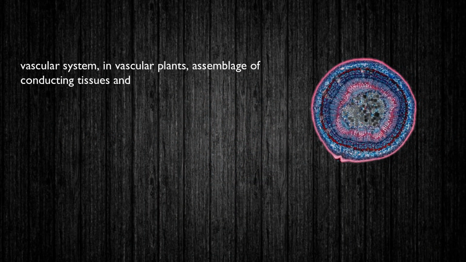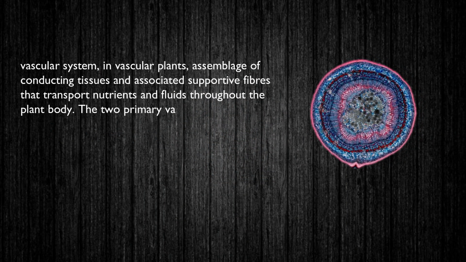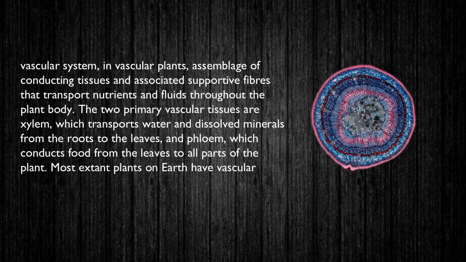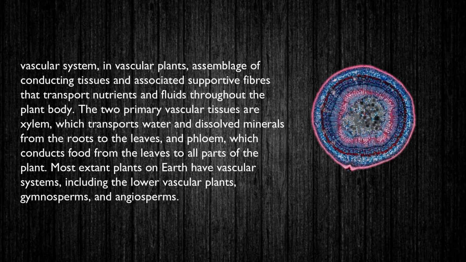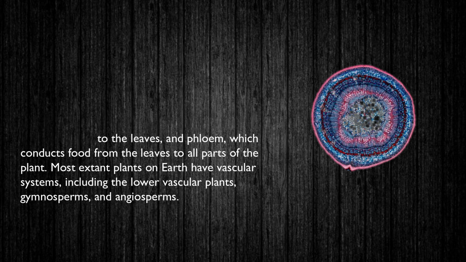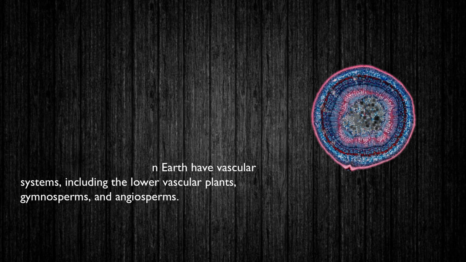Vascular system: in vascular plants, assemblage of conducting tissues and associated supportive fibers that transport nutrients and fluids throughout the plant body. The two primary vascular tissues are xylem, which transports water and dissolved minerals from the roots to the leaves, and phloem, which conducts food from the leaves to all parts of the plant. Most extant plants on Earth have vascular systems, including the lower vascular plants, gymnosperms, and angiosperms.